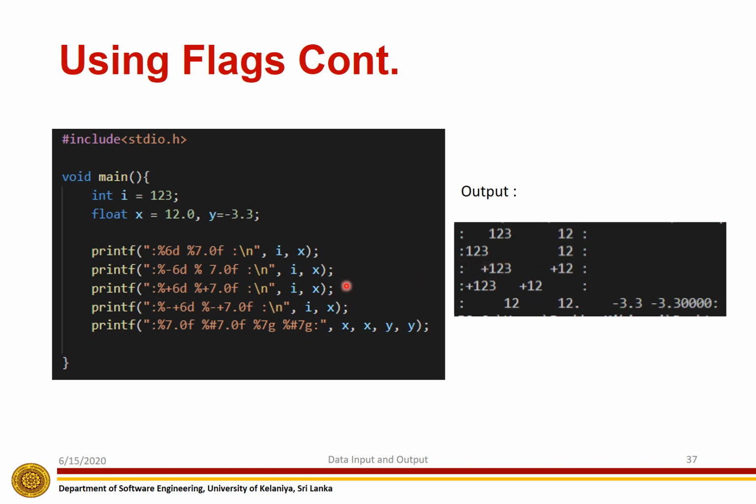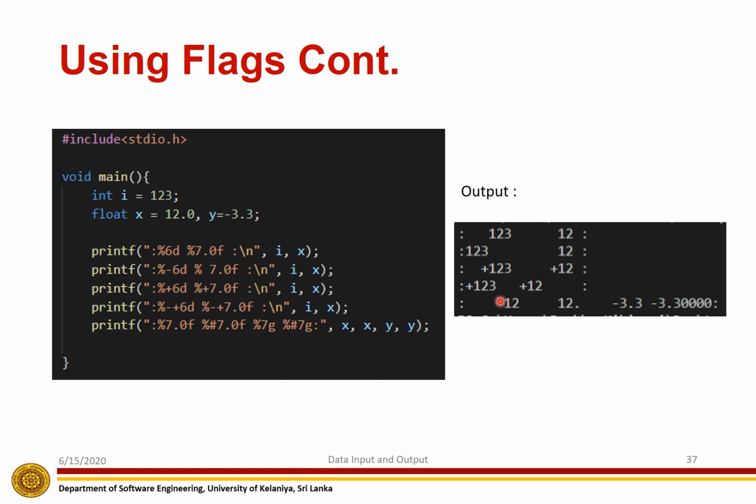In the third one, it shows the effect of using the plus sign flag. The numbers are right justified as in the first line, but each number, positive or negative, is preceded by an appropriate sign. In here, both are plus. And next, in the fourth one, it shows the effect of combining the minus and the plus sign flags. The numbers are now left justified and preceded by an appropriate sign again.